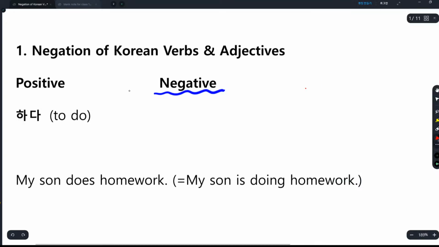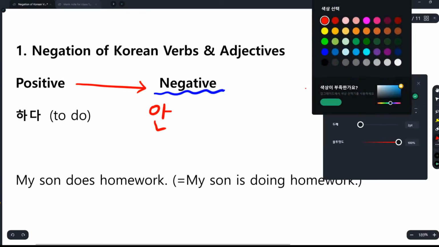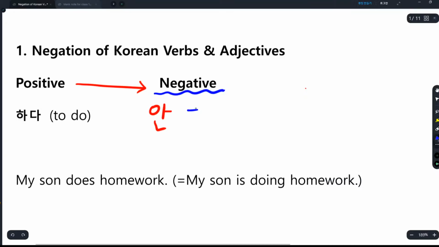So how you make a positive verb into a negative verb is quite simple. This 하다 verb is the first verb that we're gonna use to make into a negative verb, guys. You can simply put 안 and then use the base verb. 안 하다. So 안 하다 is 하다's negative verb, which means to not do, right?